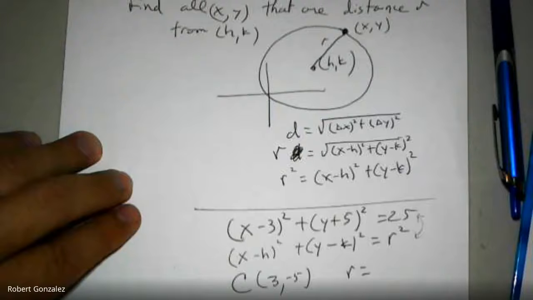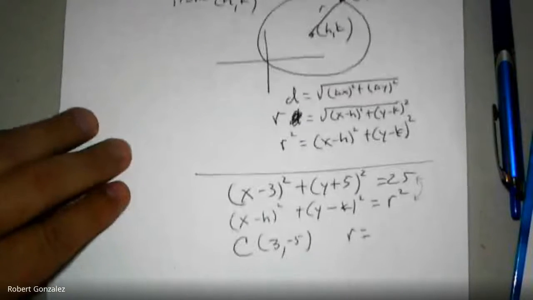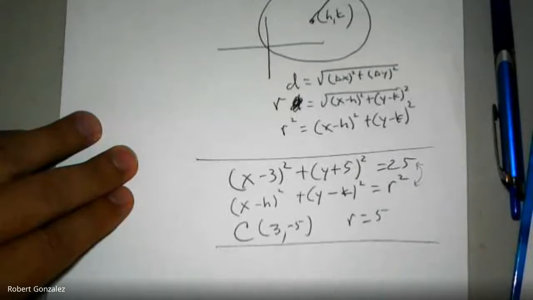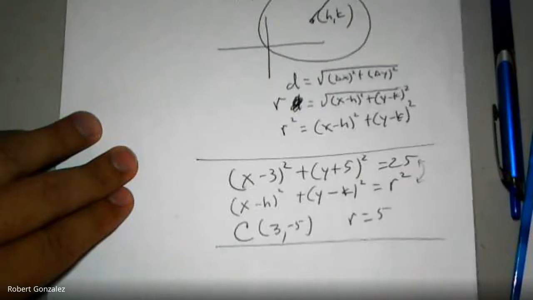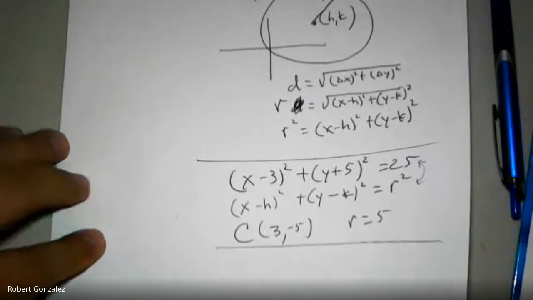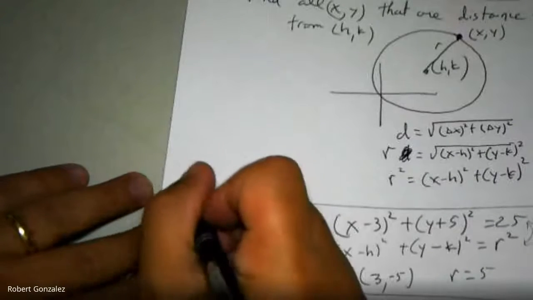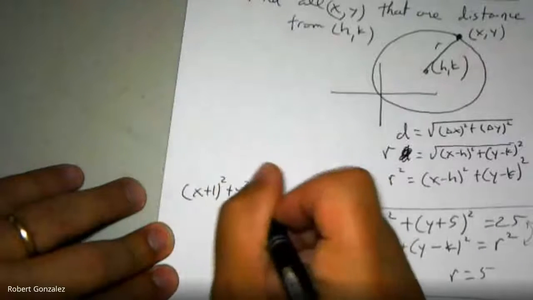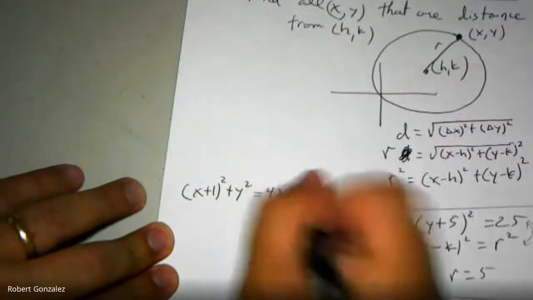Okay, let's start calling on people. Angel, what's the radius going to be? It's going to be 5. Yes, sir. Do you guys have any questions on this? Can you do a harder one? How about (x plus 1) squared plus y squared equals 42?